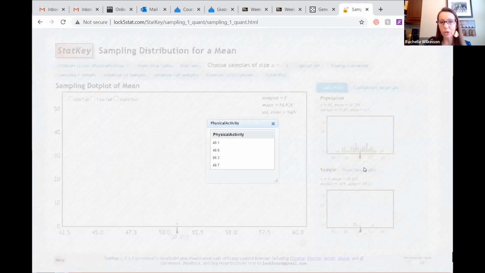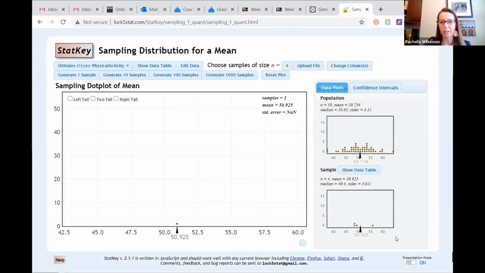Down in the lower right-hand corner, it has the information for that one sample. If I click on show data table, it'll show me exactly which values were included in that one sample. It doesn't have the states labeled here, but these were the 4 values that came from the 4 random states it chose for this one sample mean that it's computed. And it gives me a dot plot of that. It tells me the mean of that sample and all that other good stuff over there.